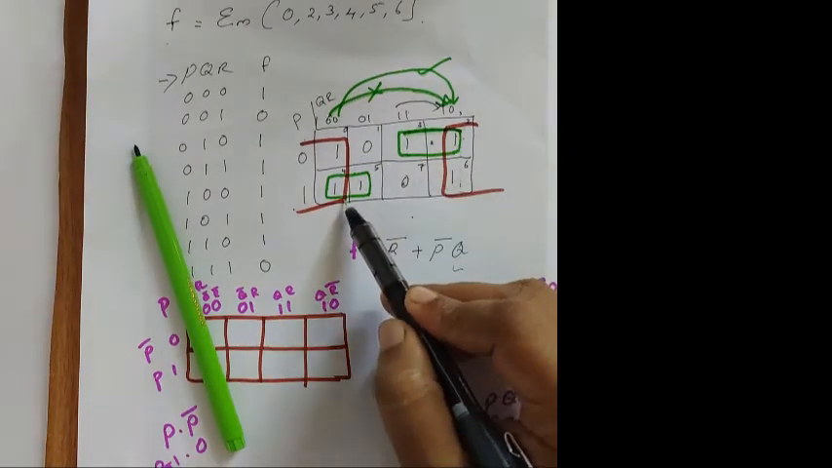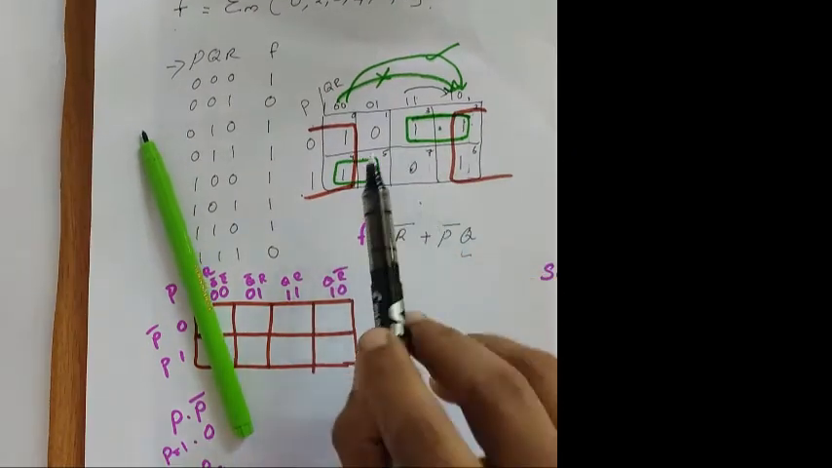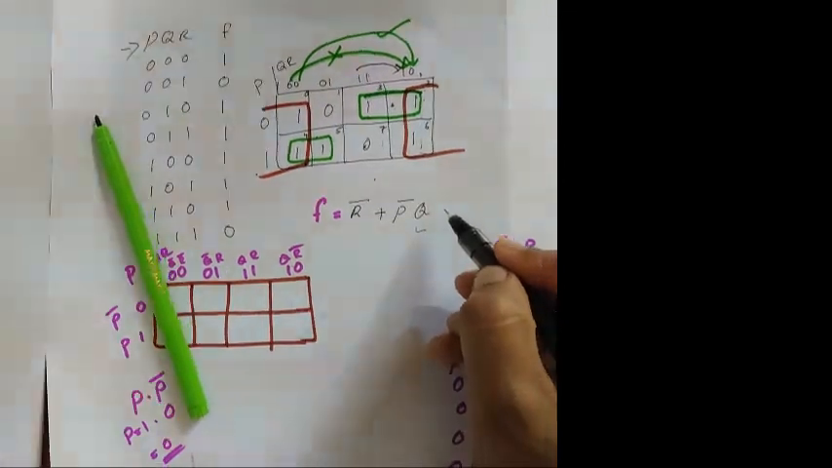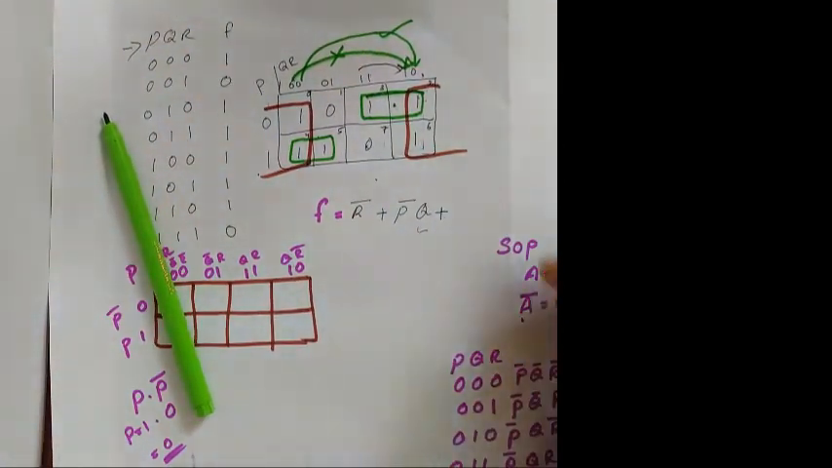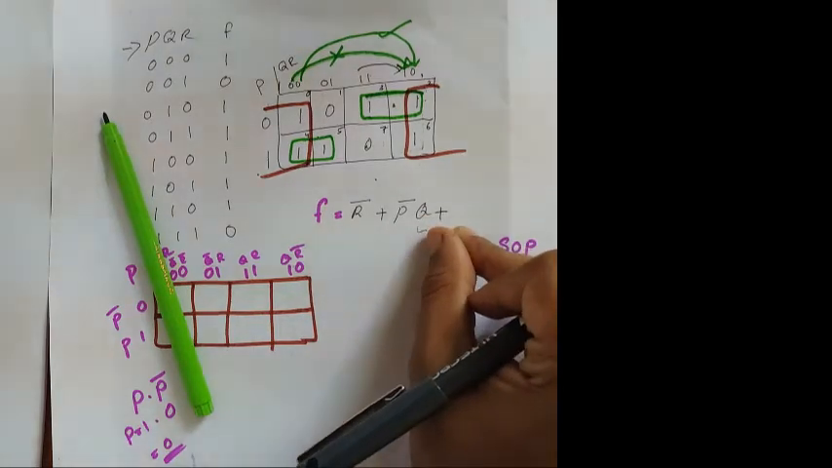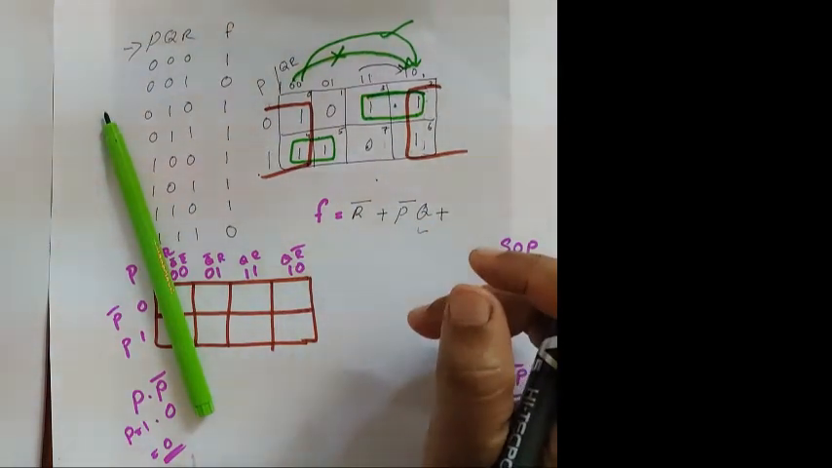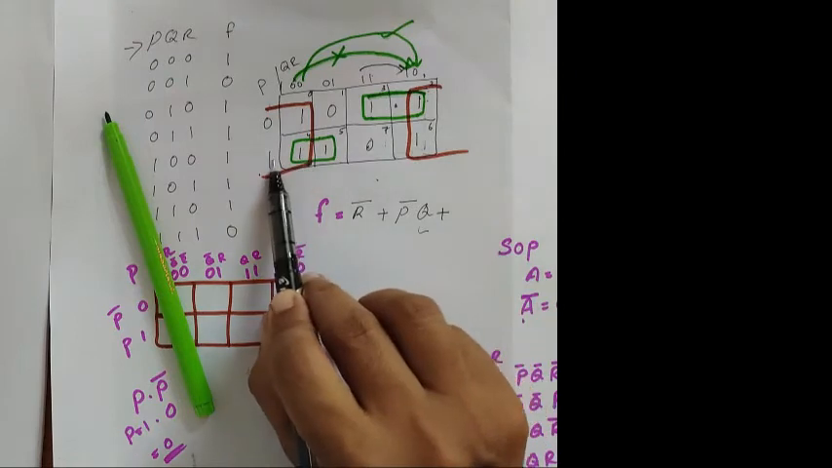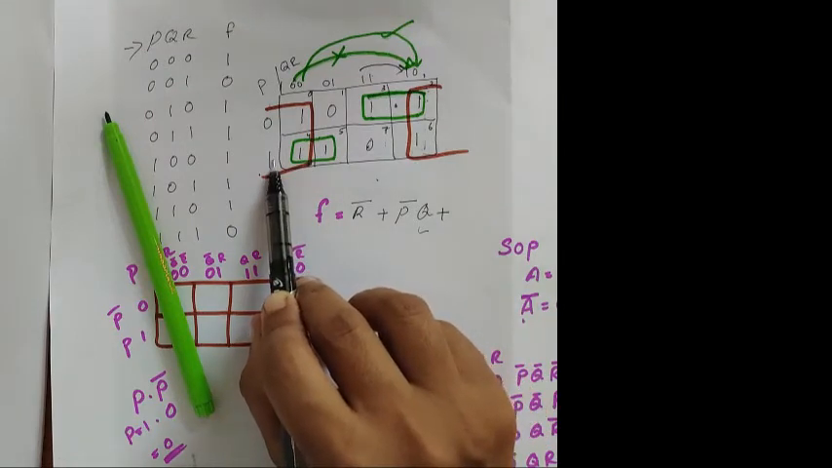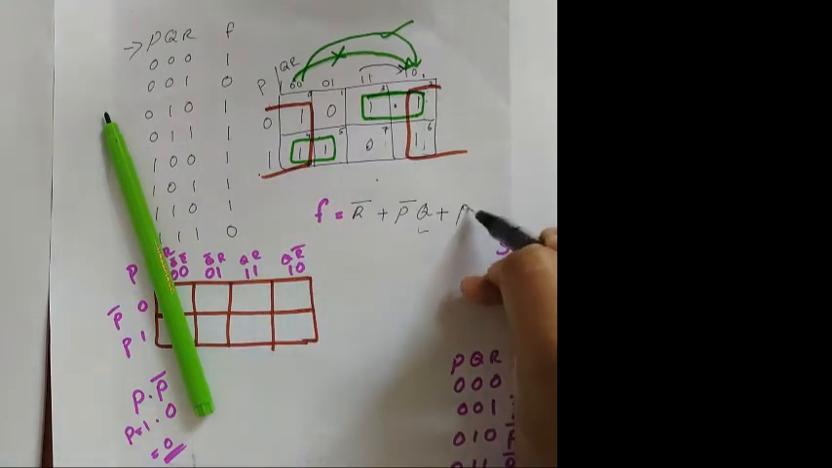Similarly, you have to check for the second position. Second also, what happens to P? So one grouping is over, you have to give a plus sign, as it is a sum of products form. Now you have to check what happens to P. P is 1. So giving as P.